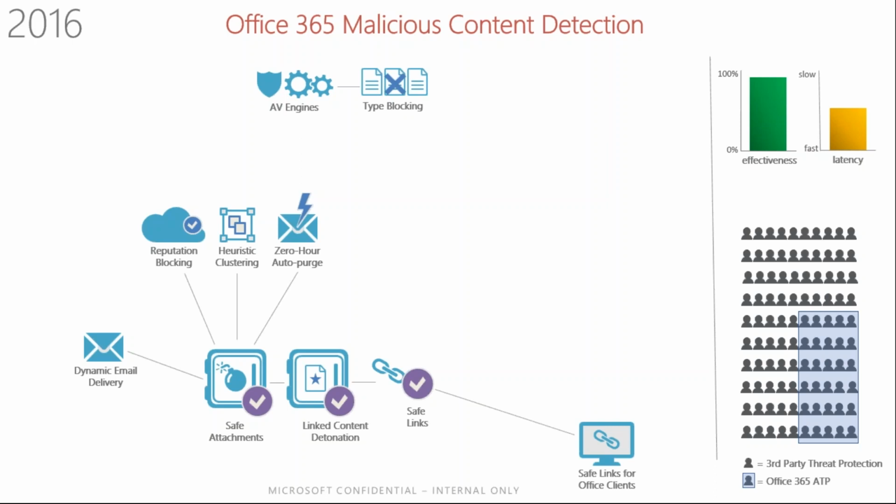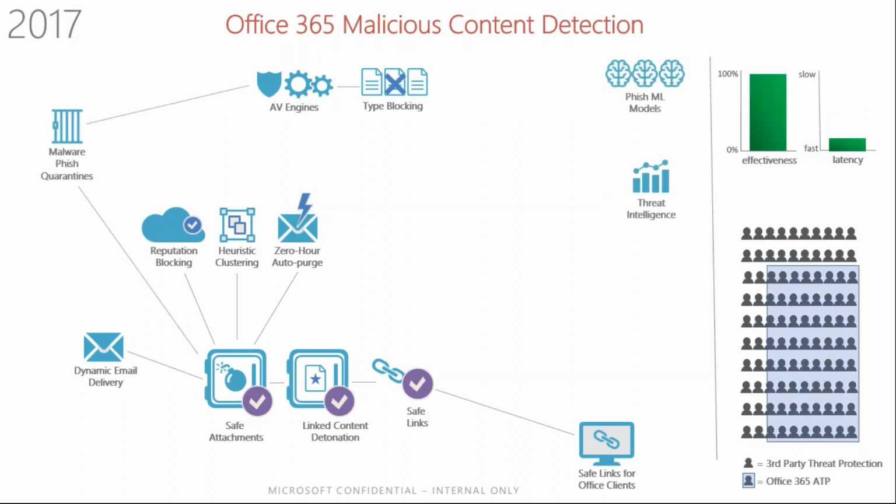And with zero hour auto purge, let's say for any given reason your mailbox landed up with some malicious content. It's quite possible that even later they can go ahead and pull it back using zero hour auto purge. That is the kind of security measures Microsoft builds in with this threat protection.